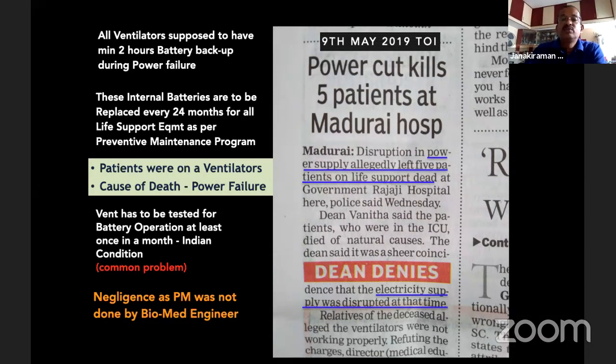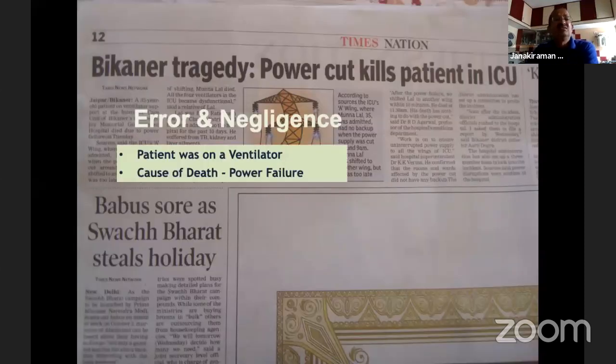In the week before this incident, 7 patients died and the hospital did not take any precautions. Okay, they still started using the machine. Another case study. This case study is a tragedy: power cut kills patient in the ICU.